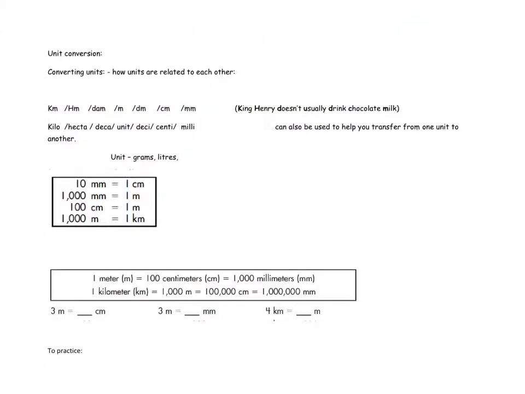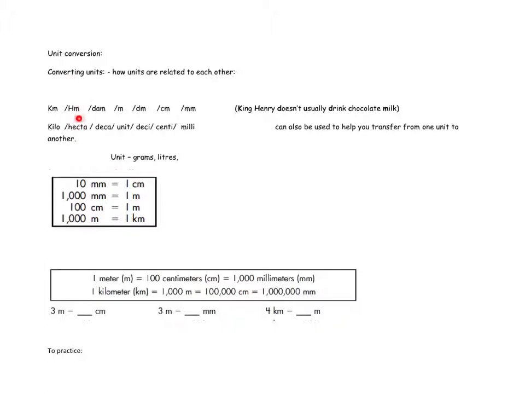There are two real ways to look at unit conversion, and of course I will show you both and you pick whichever one you prefer. The first way, and this tends to be my preference, is the rhyme. King Henry doesn't usually drink chocolate milk. So we have kilometers, kiloliters, kilograms. Remember, it can be for grams, liters, or meters, as you remember back to your grade 5 work.